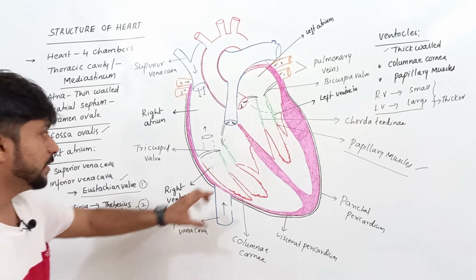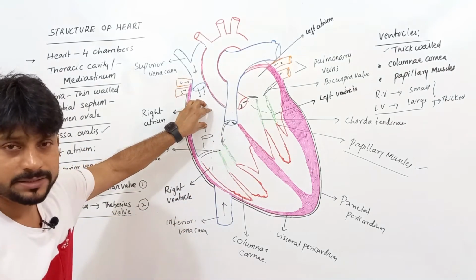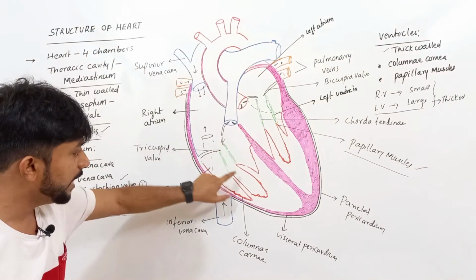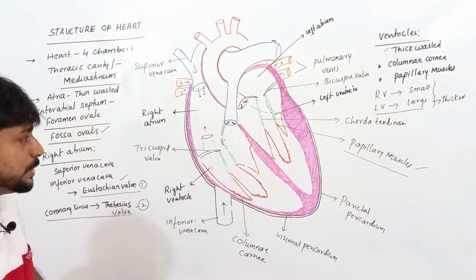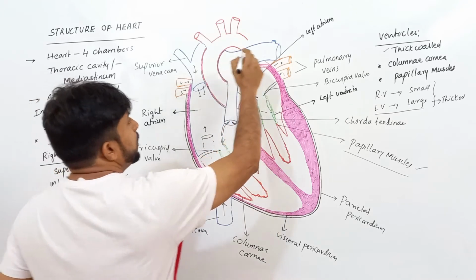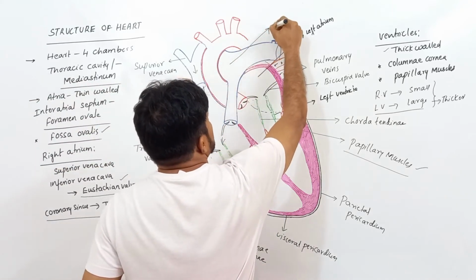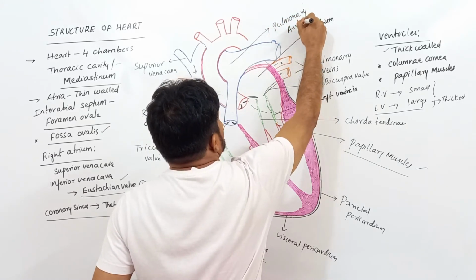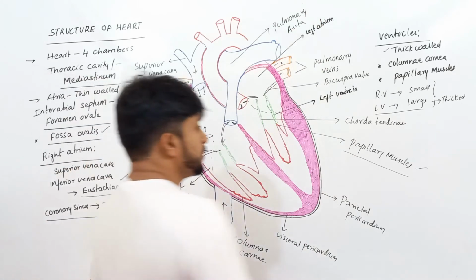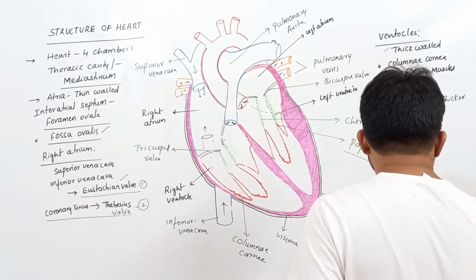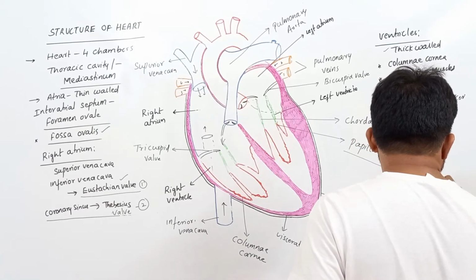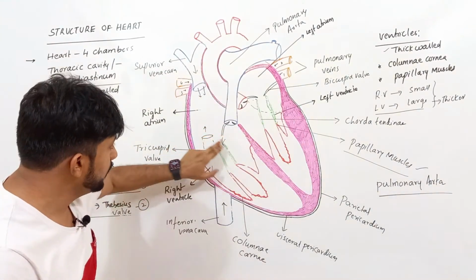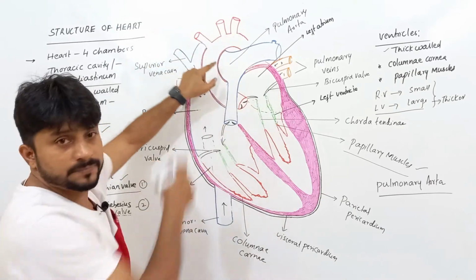So fine. Next, the deoxygenated blood that is collected into the right atrium enters the right ventricle through the tricuspid valve. From the right ventricle arises your pulmonary aorta. This is the pulmonary aorta, which carries deoxygenated blood from the right ventricle to the lungs for oxygenation.